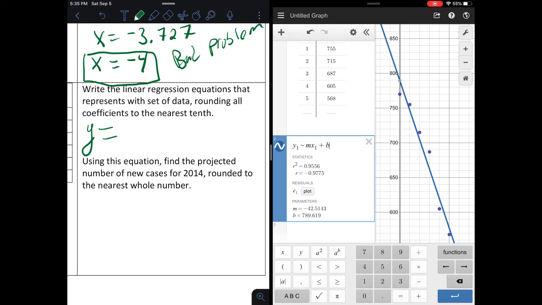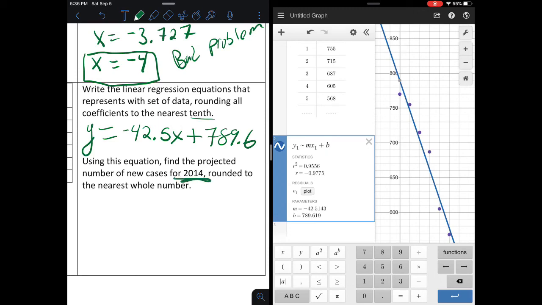And so our equation here that we could write would be y equals, and instead of mx plus b, m is negative 42.5143. Says round to the nearest tenth. So negative 42.5x. And then plus b, rounded to the nearest tenth, would be 789.6.